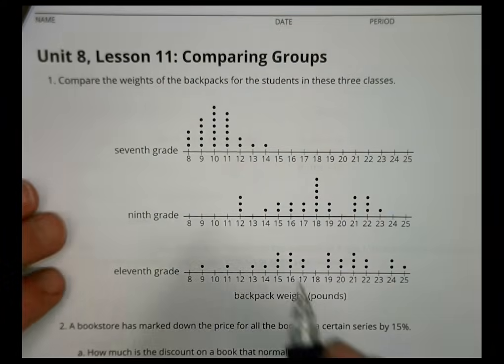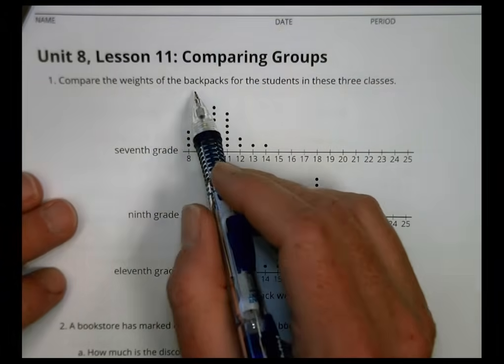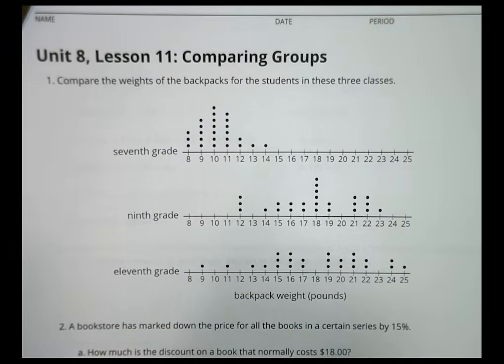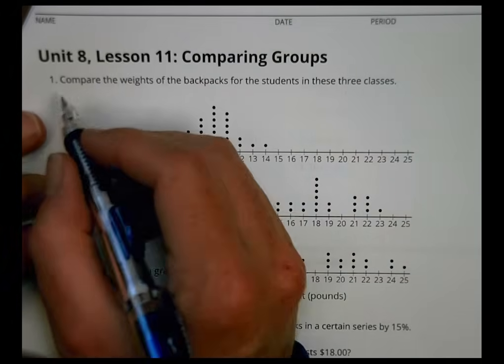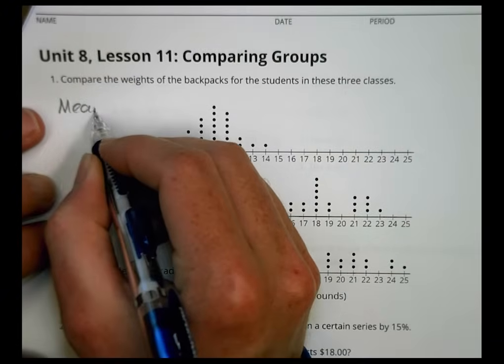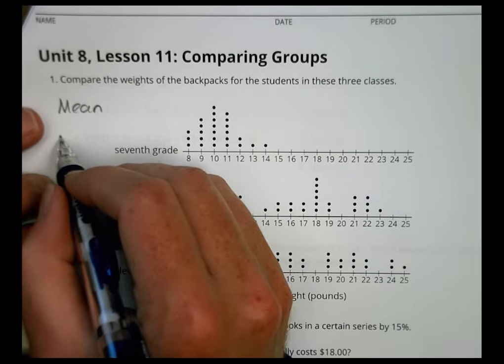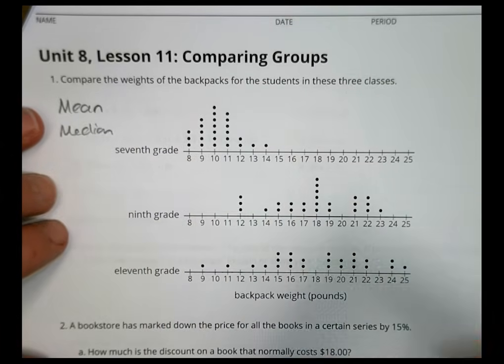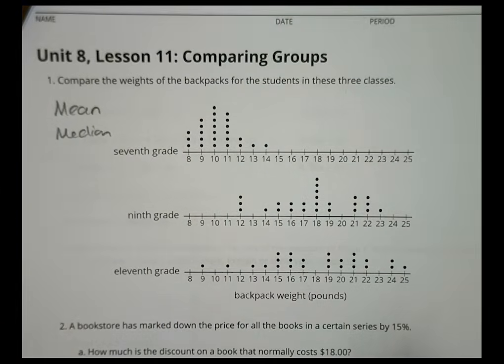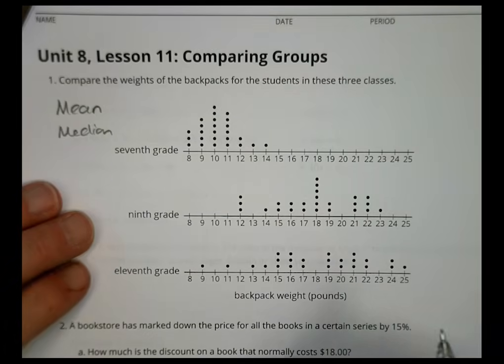All right, homework time. First one says simply to compare the weights of backpacks for the students in these three classes. All right, so to do that here, there are things you could find. You could find the mean for each one. You could also find the middle, the median for each one if you wanted to, and compare how that ranks. You could also just use the data points to make some notes about what do you see happening.